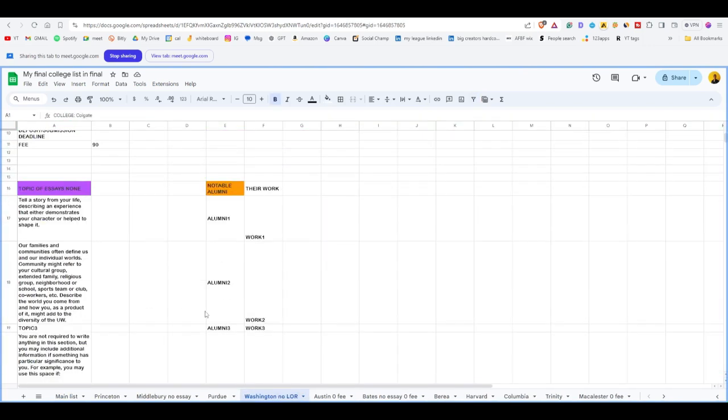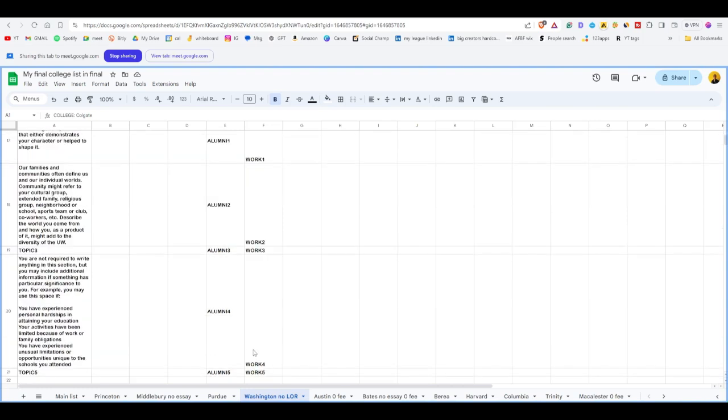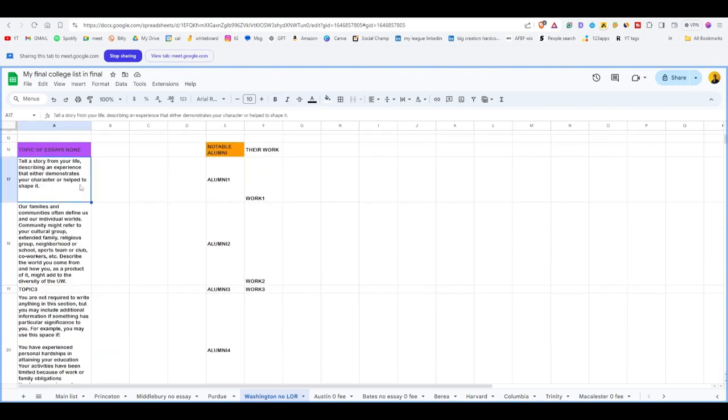And there are particular essays that you need to write. For example, for this one, Washington doesn't require the L1, but it's a requirement that you write an essay, might be under 250 words: tell a story from your life, describe the experience, either demonstrates your character or helped to shape it. These are the types of essays that you need to write before applying to universities.